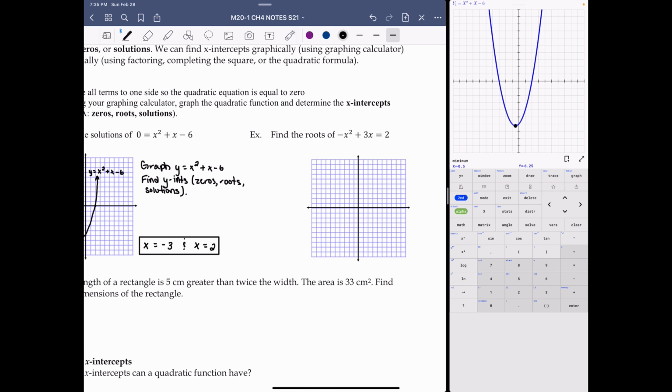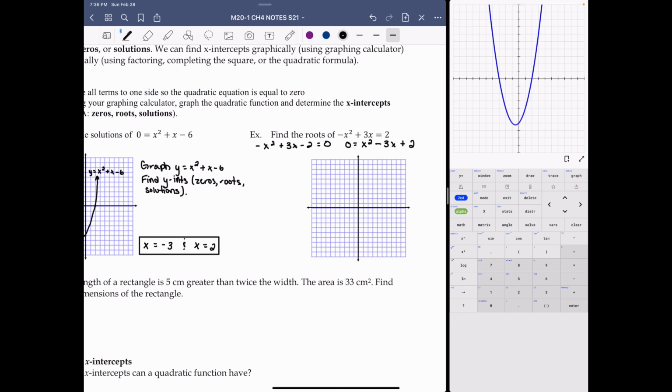Next one, find the roots of -x squared plus 3x equals 2. First, we want to move everything to one side. So you could move everything to the left side by subtracting 2. And then you would get -x squared plus 3x minus 2 equals 0. Or you could move everything to the right side by adding x squared and subtracting 3x. Then we would get 0 equals x squared minus 3x plus 2. Either way, you'll get the same x-intercepts, so you'll get the same solutions.